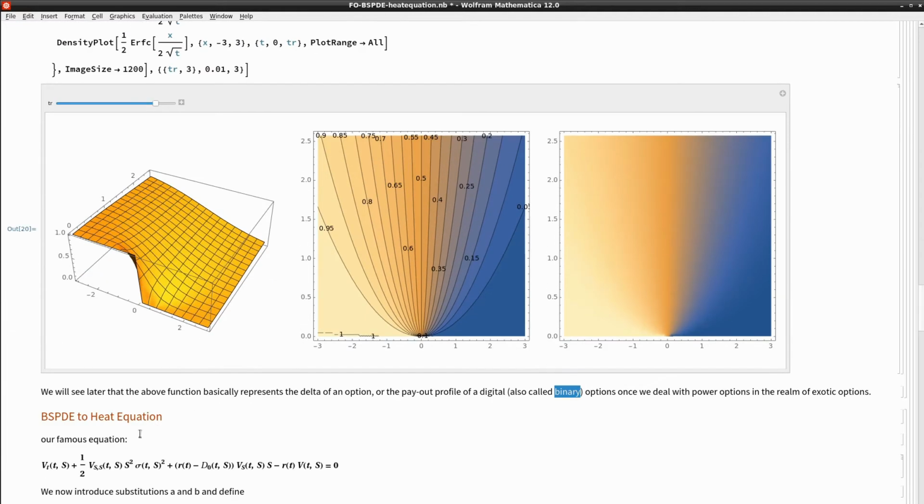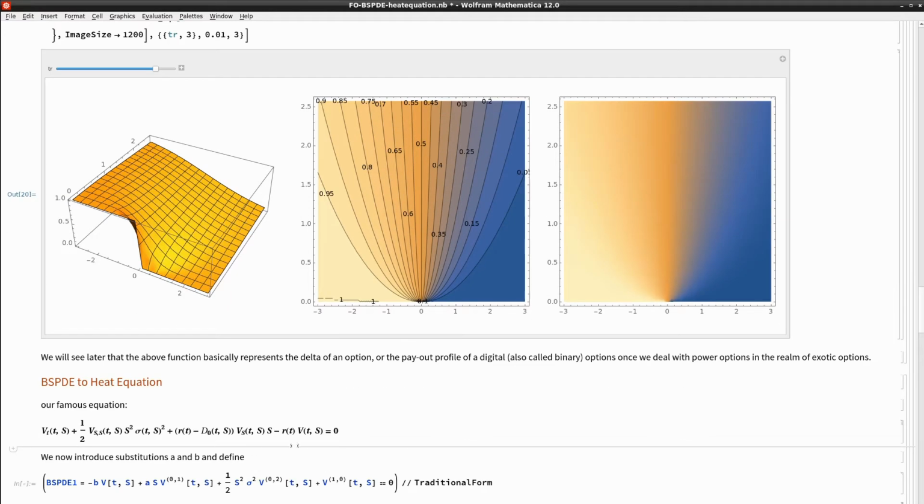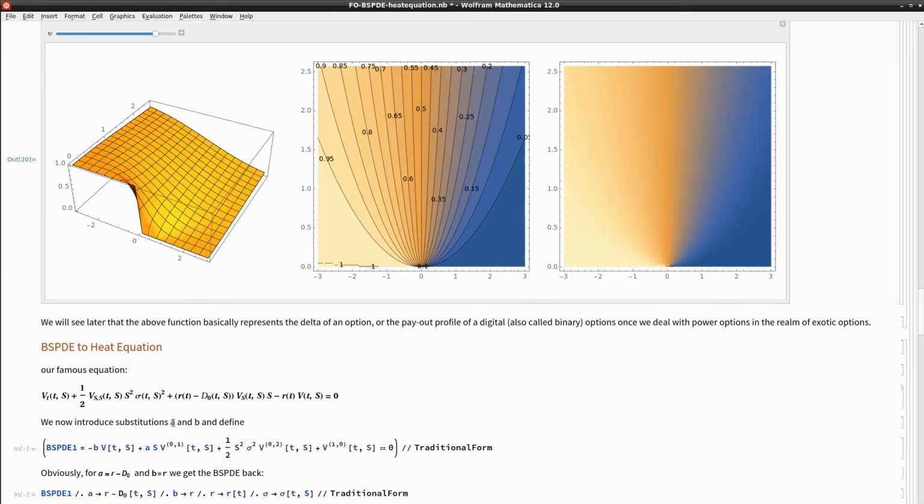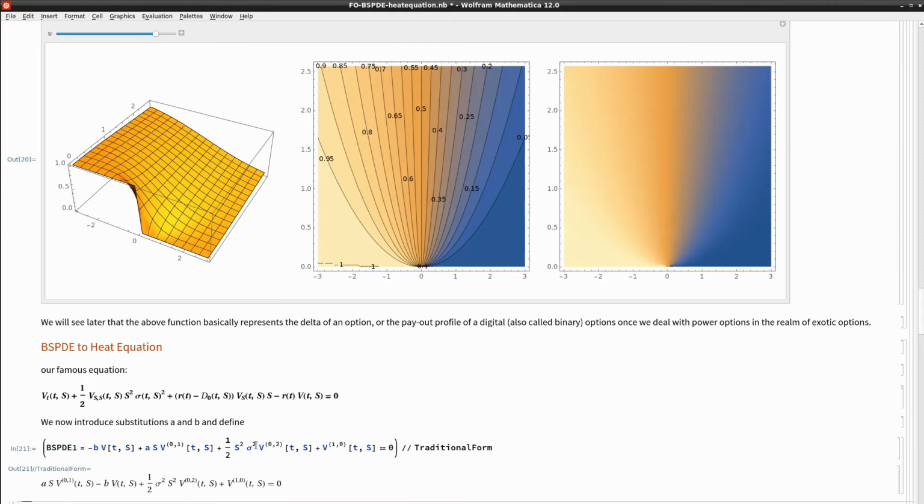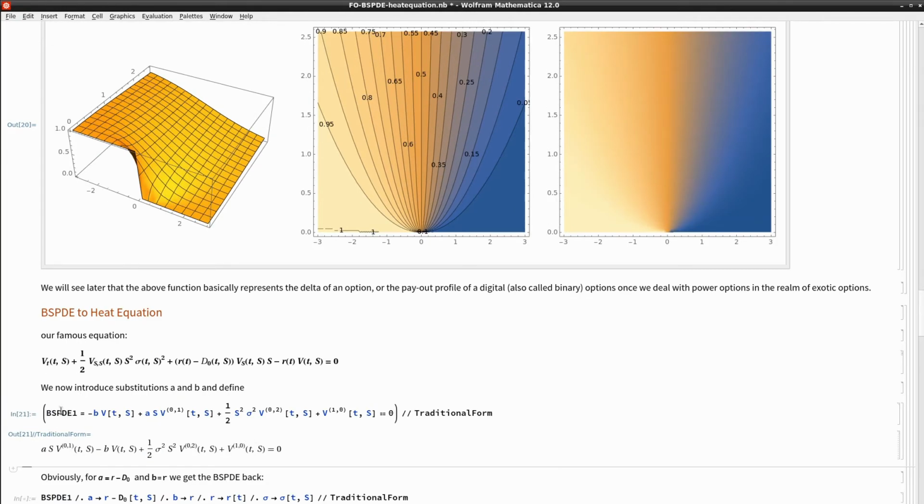All right, so next let's develop the heat equation from the Black-Scholes PDE, and then let's do the round trip by going in the opposite direction. So we start with our famous equation, the BSPDE, and we now have to do several substitutions. So we introduce substitutions A and B, and with that we are defining this equation. So I call it BSPDE 1 because we will now have several versions of this equivalent transformation for the PDEs that we are going through.